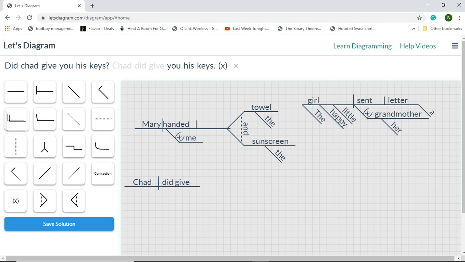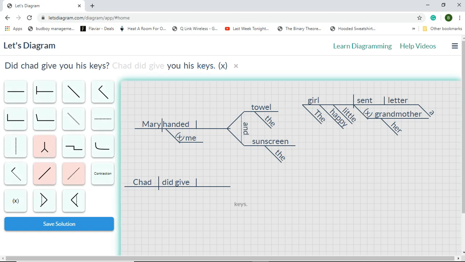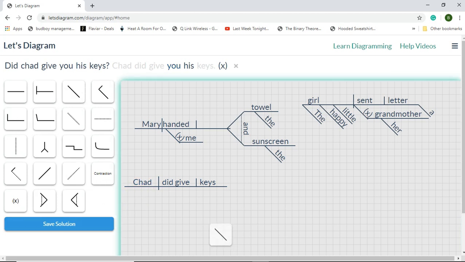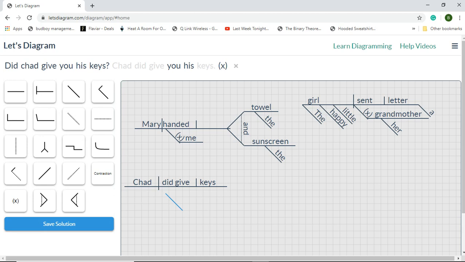What did he give you? That is going to be our direct object. What did Chad give? Well, he gave you his keys. Okay, there's a direct object. Good. So, the indirect object is you. Okay? So we're going to take our little X for where a preposition would go. We'll come in here. And you is the indirect object.